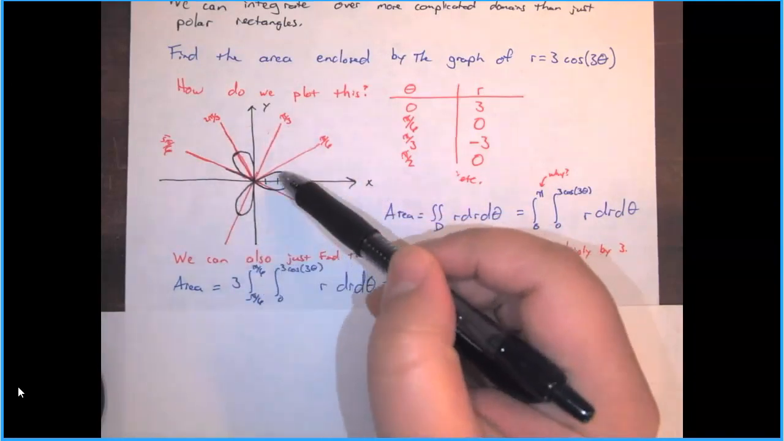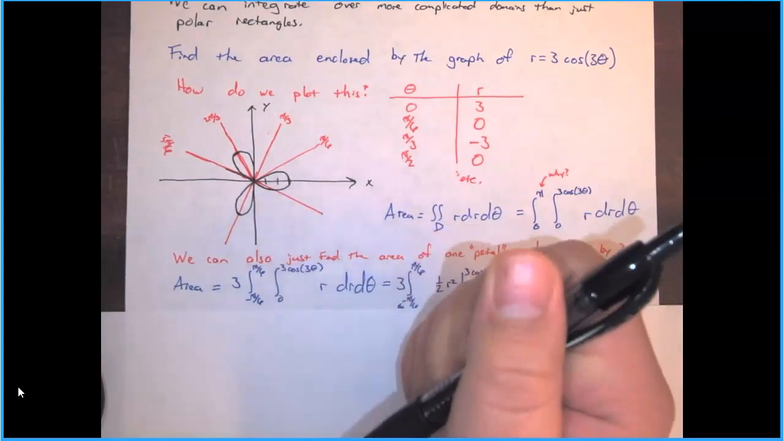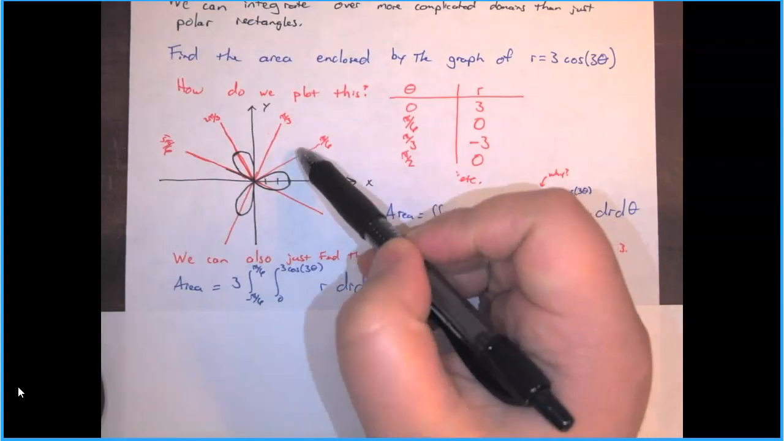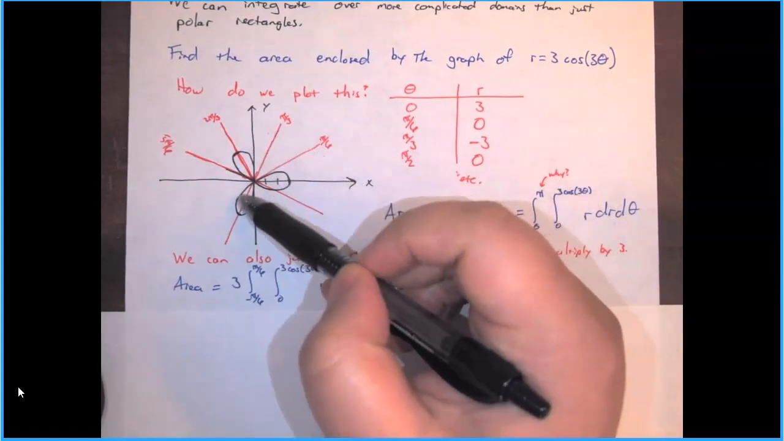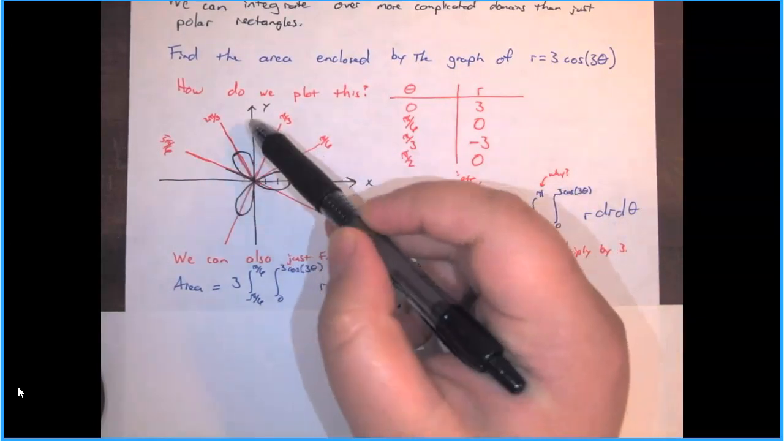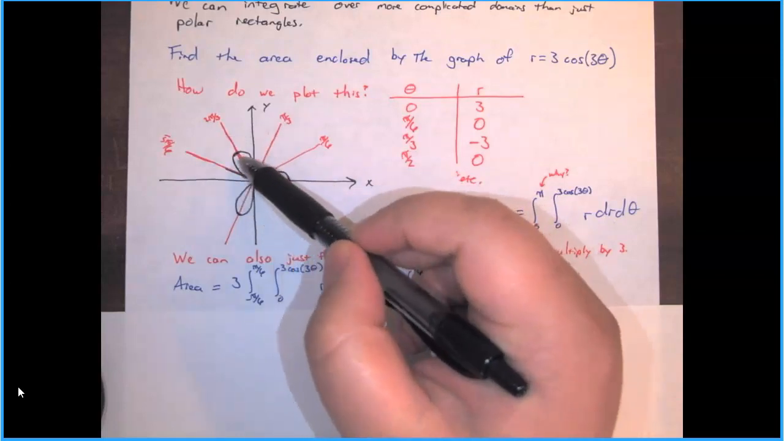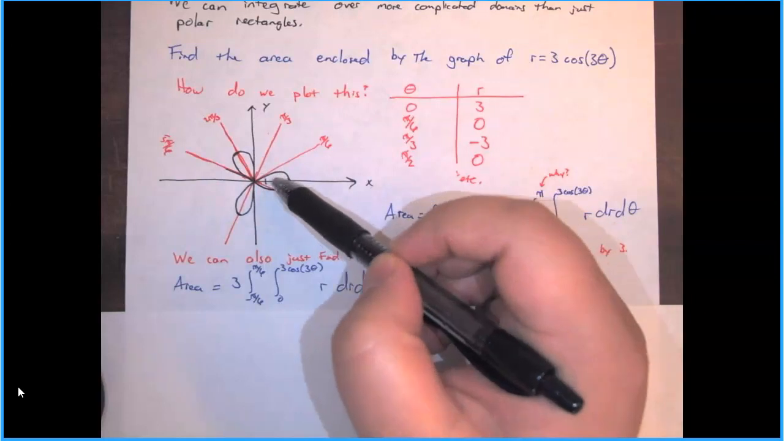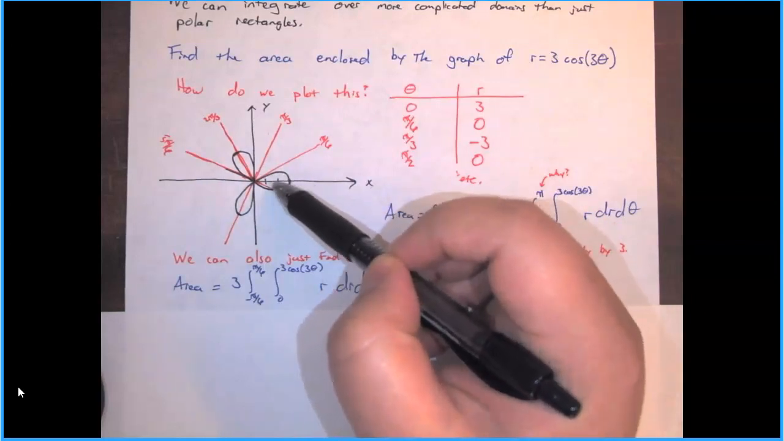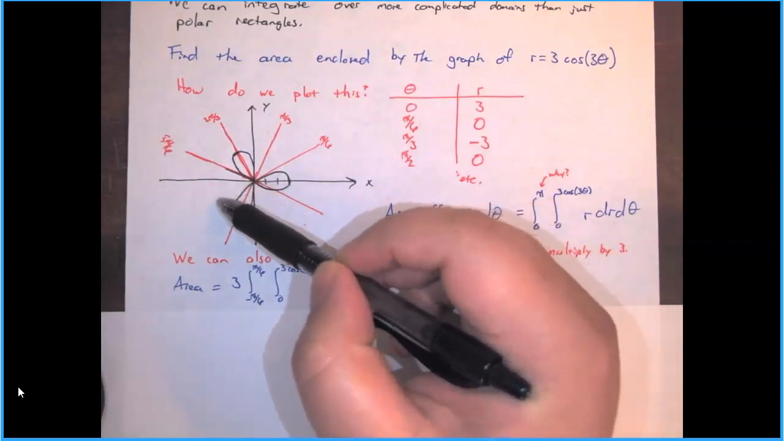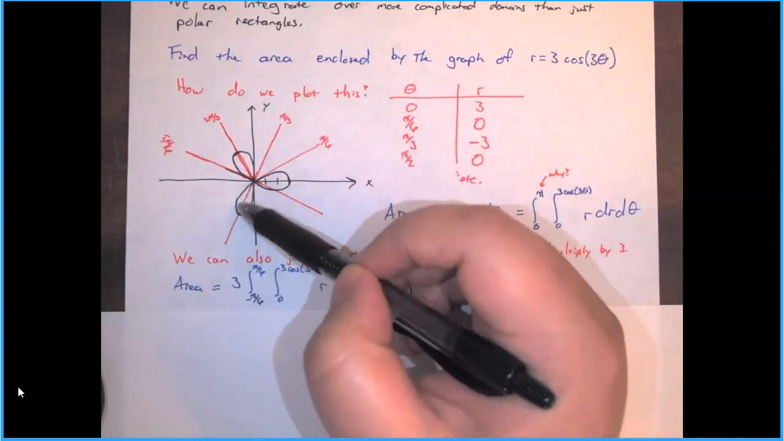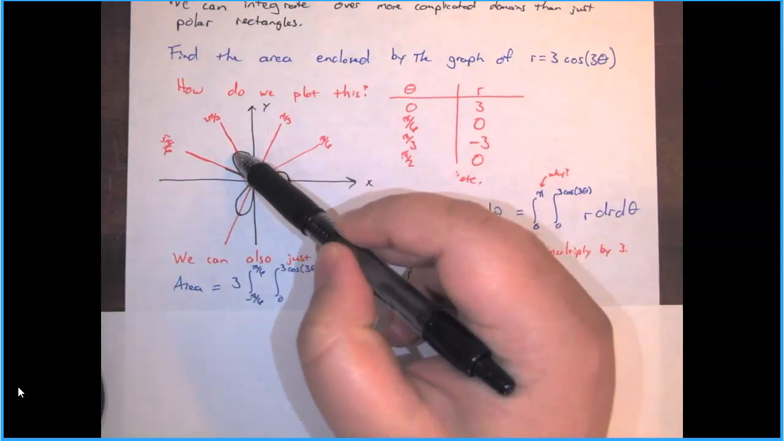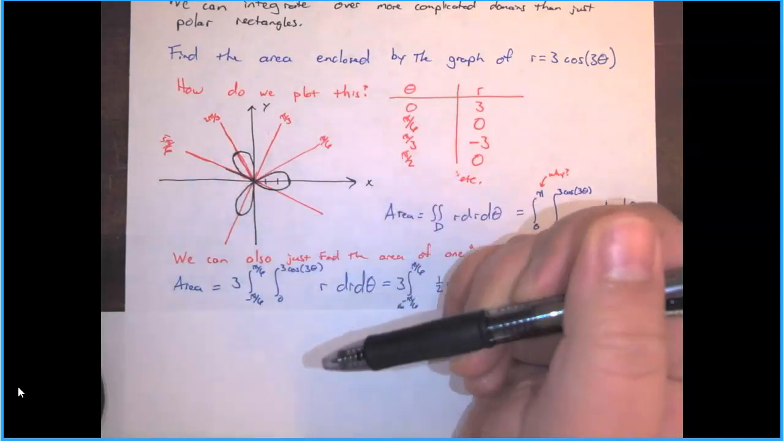And I'm not going to get the area of one petal. I'm actually going to get the area of 5 petals. Why is that the case? Well, if I integrate from pi over 6 to pi over 2, I'm going to get the area of this petal. From pi over 2 to 5 pi over 6, I get the area of this petal. From 5 pi over 6 to 7 pi over 6, I get the area of this petal. That's the entire graph. From 7 pi over 6 to 3 pi over 2, I get the area of this petal again. And then from 3 pi over 2 to 11 pi over 6, I get the area of this petal again. So you would get 5 petals.